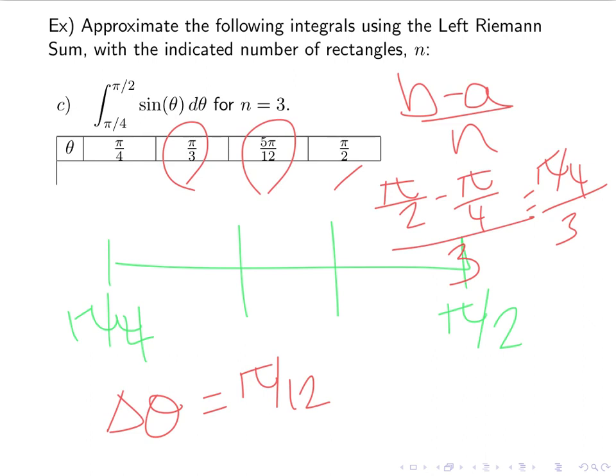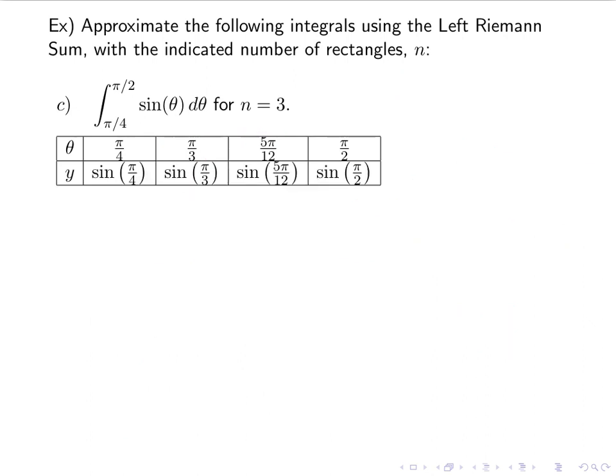And then we're going to plug those into our function. And again, at this point, I don't want to round. So I want sine of pi over 4, sine of pi over 3, sine of 5 pi over 12, sine of pi over 2. Sine of pi over 2 is really nice, it's just a 1. But again, leave everything. I don't want any decimals in here. We do that at the end. So we fill in our table exactly.